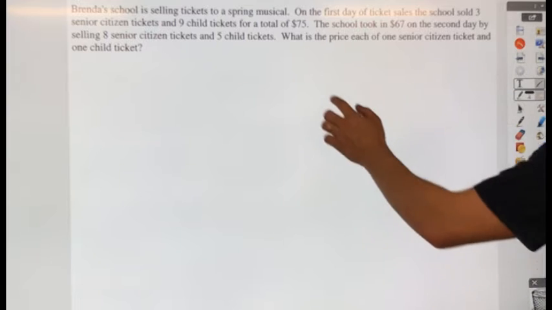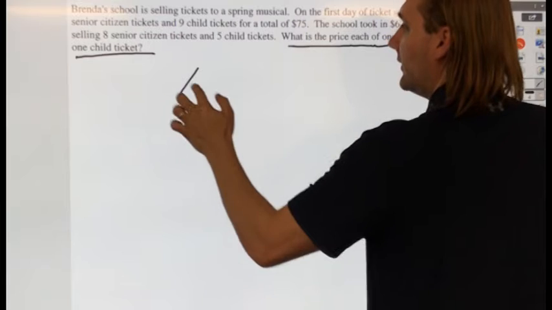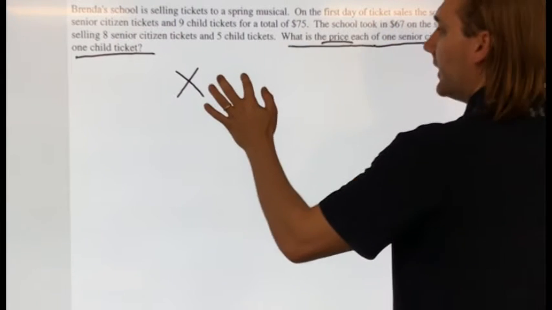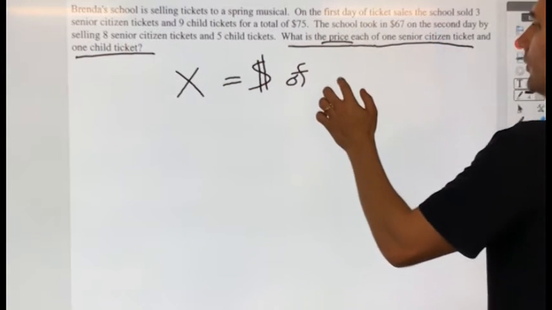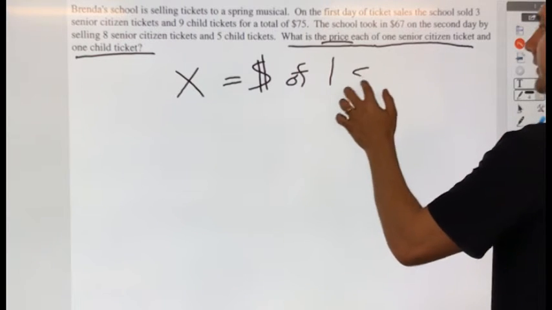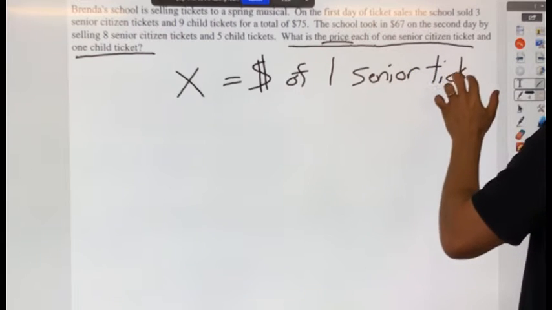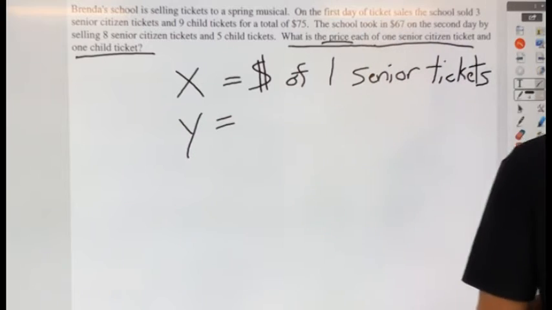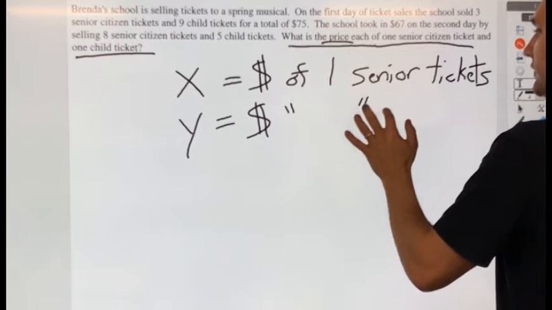So what are my variables going to be? X, we'll call that the price of 1 senior citizen ticket. And then Y, we'll call that the price of 1 child ticket.